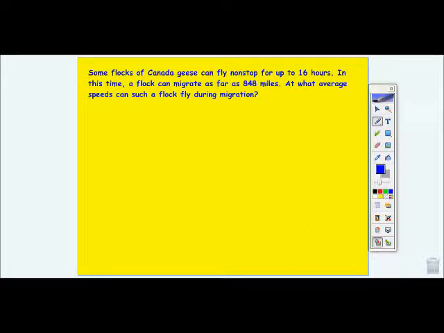So we're going to take our flight time, which is the 16 hours, but we do not know what our average flight speed is. We're going to need to multiply that, and that's going to equal the maximum flight distance, which would be 848 miles. I wrote it for each because it would be miles per hour. We're going to divide both sides by 16.